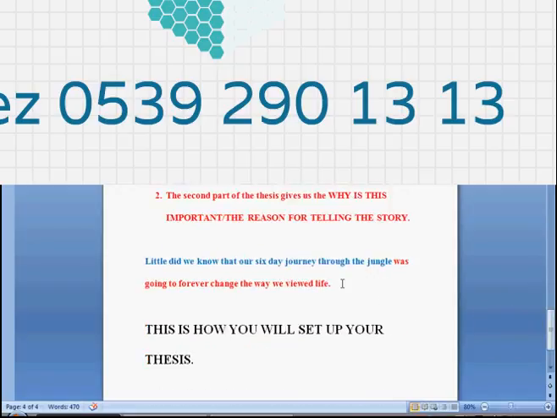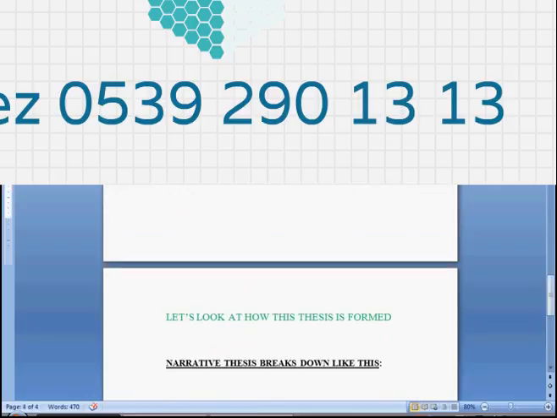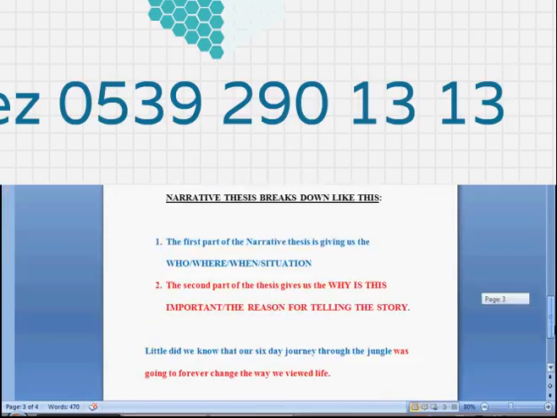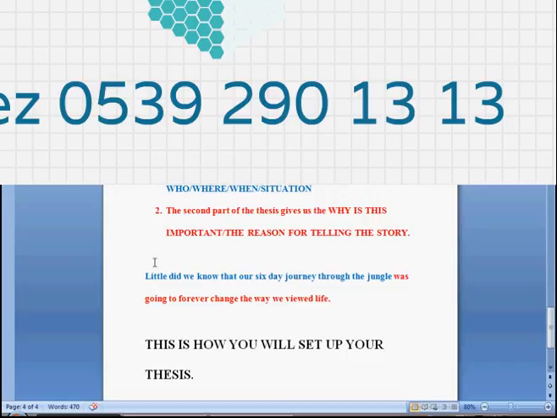So for example, the above thesis statement here is now broken down into these two parts, into blue and red. Little did we know that our 6-day journey through the jungle, that is this part here giving us the who, what, where, when, was going to forever change the way we viewed life. And that is the second part right here, the reason for telling the story, the importance of what is about to happen. So notice how this thesis statement is really broken down into two parts, the who, what, where in the blue, and the why it's important in the red.